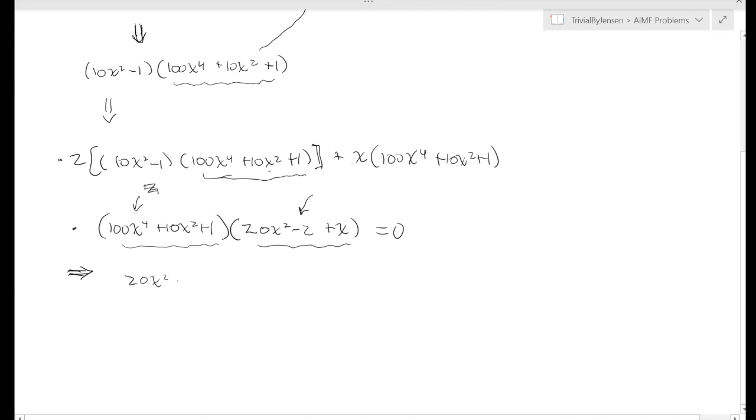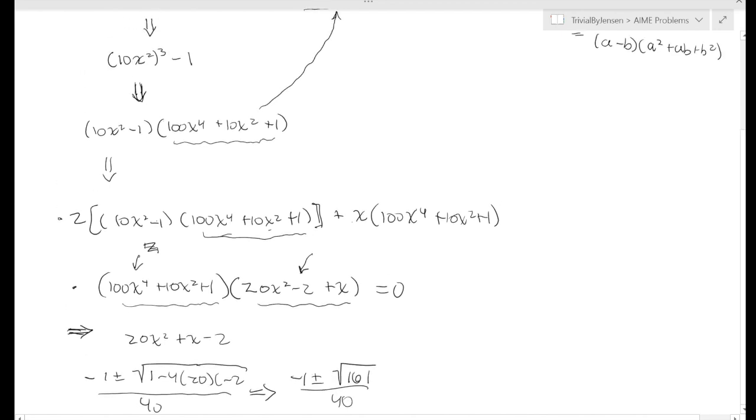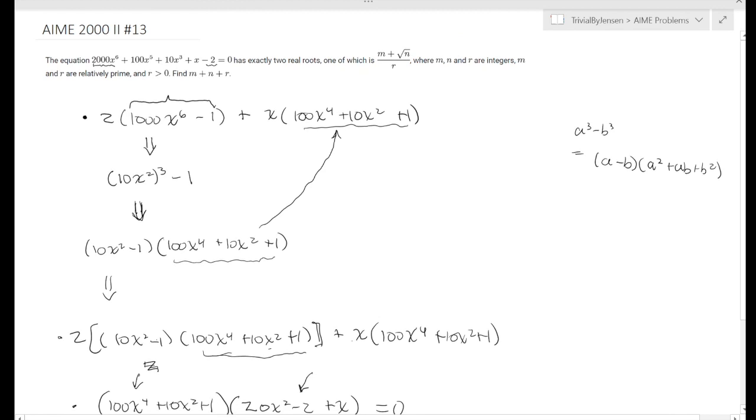So we have 20x squared plus x minus 2. Applying the quadratic formula, we get -1 plus or minus the square root of b squared minus 4 times 20 times -2, all over 40. That gives us two solutions, so -1 plus or minus the square root of 161 over 40. Now go back up to the problem statement. We're looking for the solution with the plus sign before the square root, so the positive.